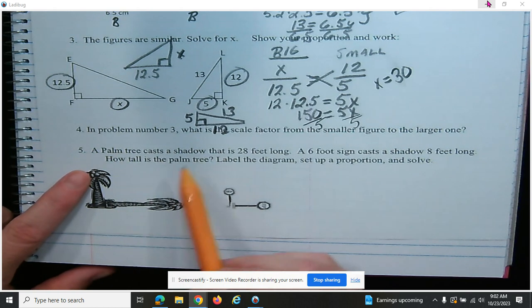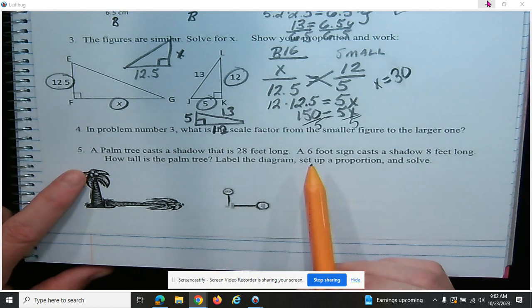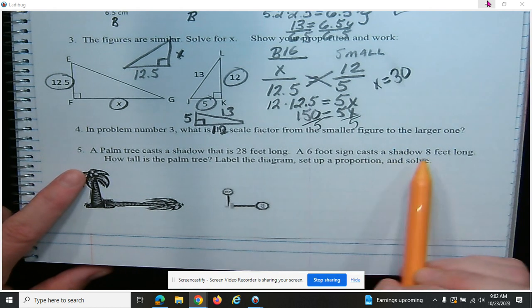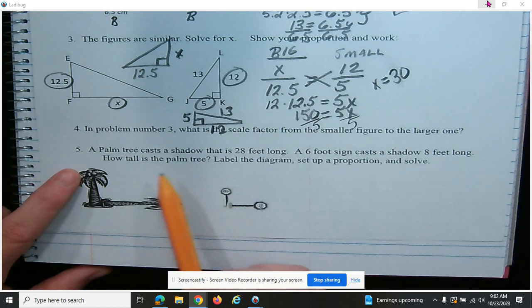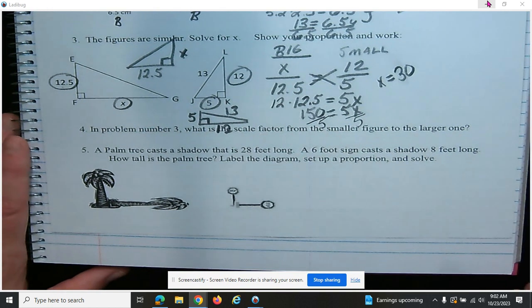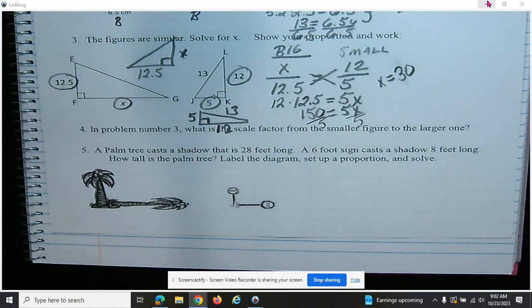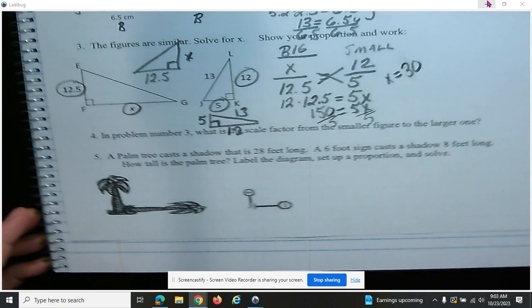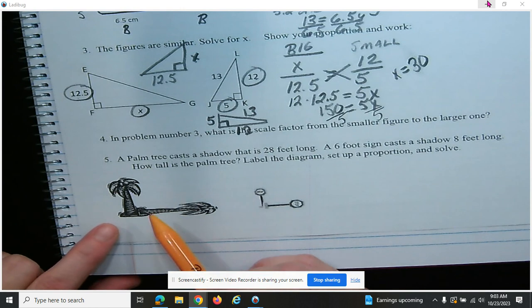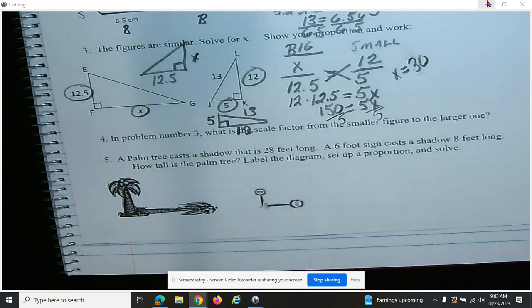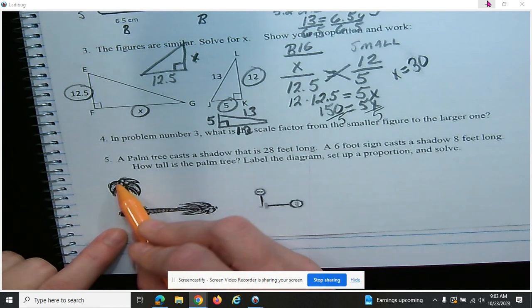It says a palm tree casts a shadow that's 28 feet long. A 6-foot sign casts a shadow that's 8 feet long. How tall is the tree? When you are given word problems, draw pictures. Did you guys hear that part? When you are given word problems, you've got to draw pictures. And they gave us pictures here. Where is the shadow? Does the shadow go up in the air or across the ground? Across the ground. So here's my palm tree.